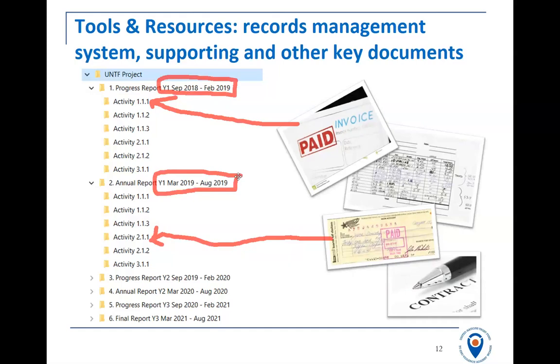Co-implementing partners must follow the same filing system. So if you're sub-granting and have co-implementing partners, they will have to do exactly the same. So I hope that's clear. If you've already got your own sort of system, you can always check that with your portfolio manager to see if it meets these needs.